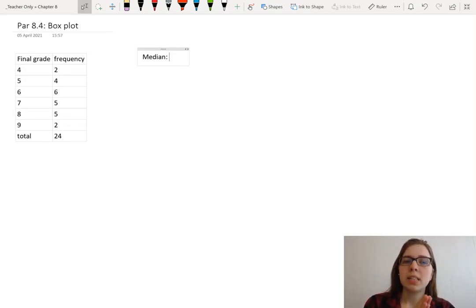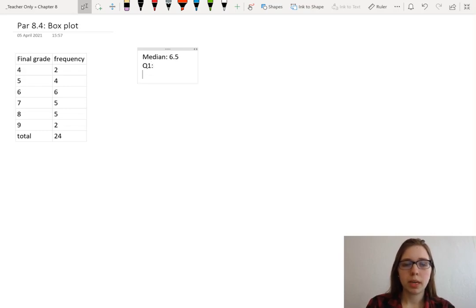Now our median is our middle value. I have 24 entries. So my middle is between 12 and 13. Then I have 12 on either side. Well, if we start with 2, 4, and 6, that's 12. So my 12th and 13th entry are 6 and 7. So my median is in between, that's 6.5.